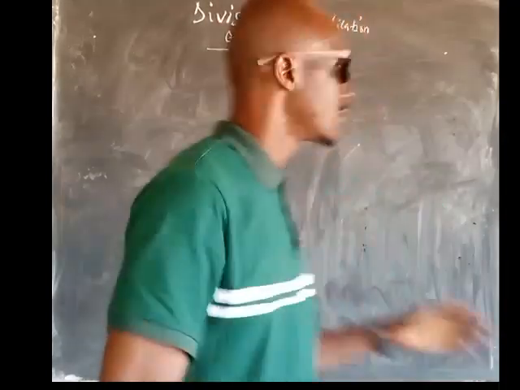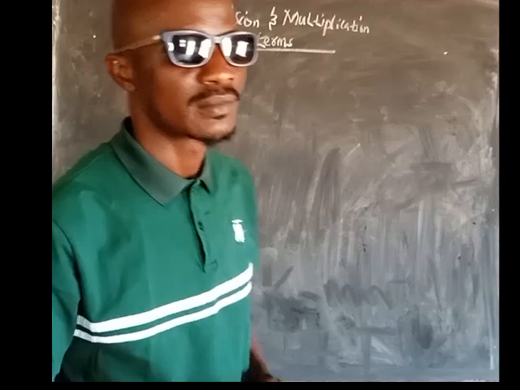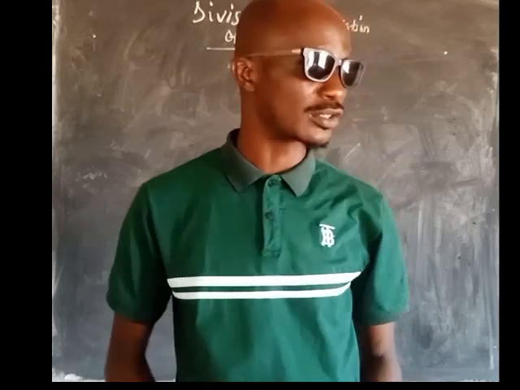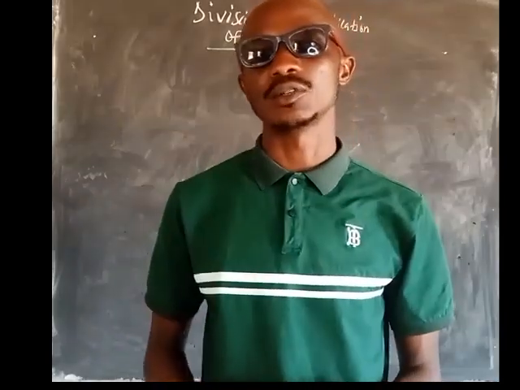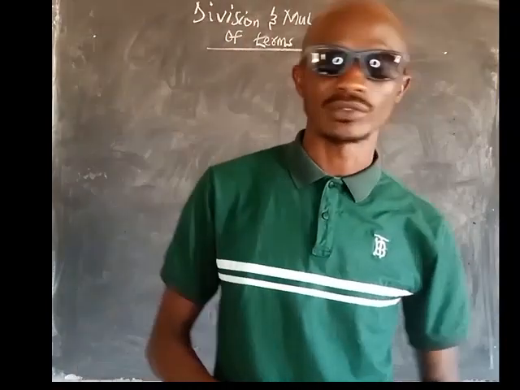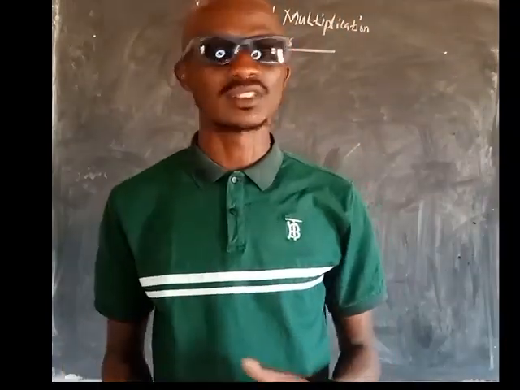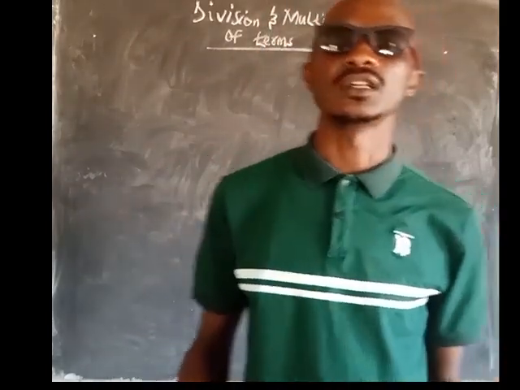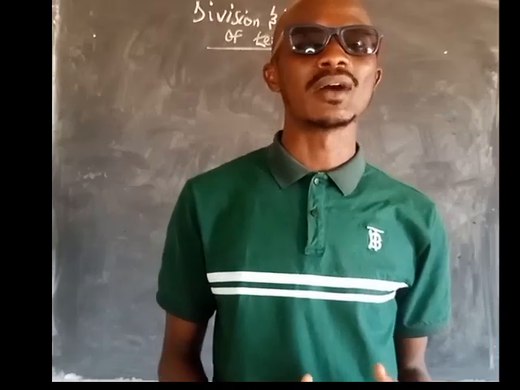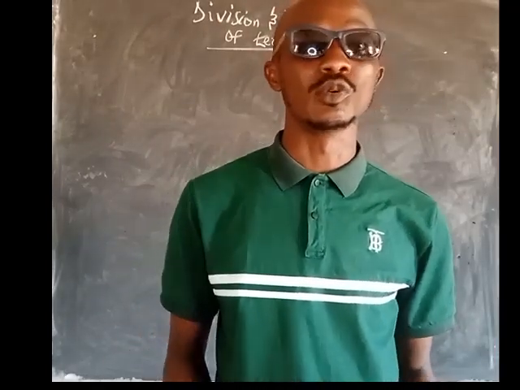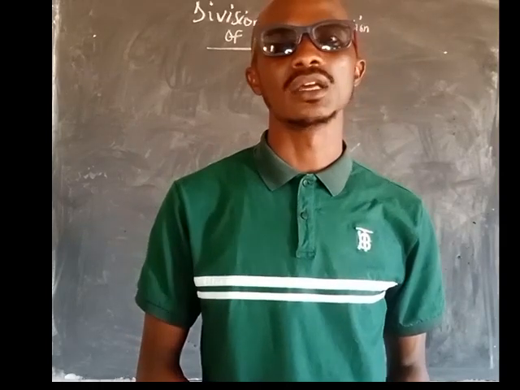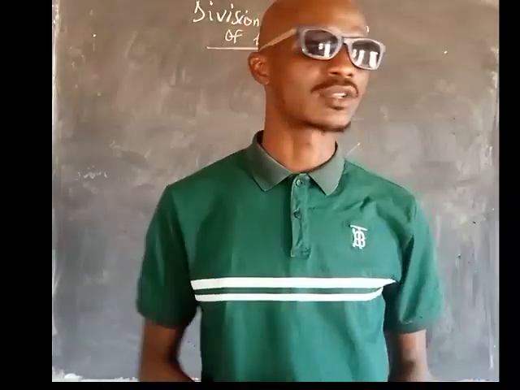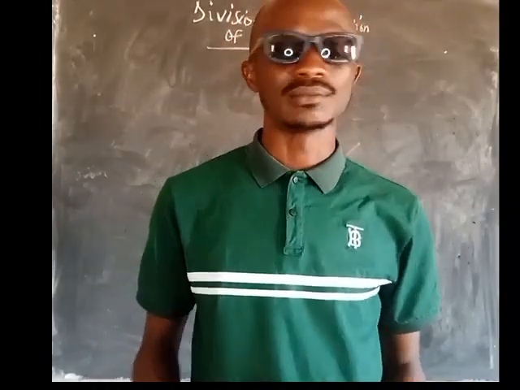Today, what are we looking at? Division and multiplication of terms. In our last class, we talked about addition and subtraction of expressions. And I made you understand that we have terms, then we have expressions. By the combination of one or two terms, you have what we call an expression. So you combine terms together to make an expression, and we add up.